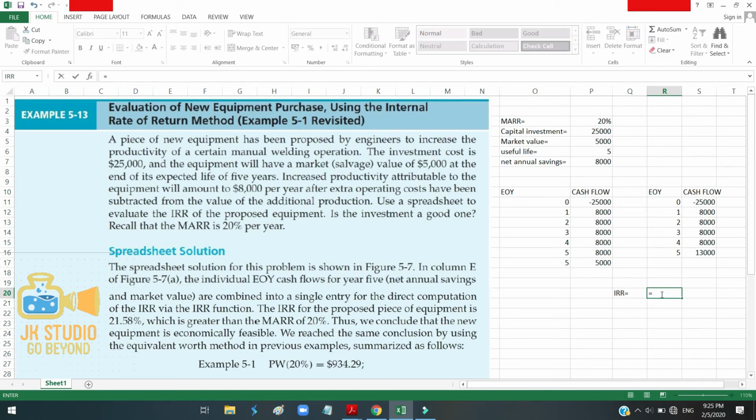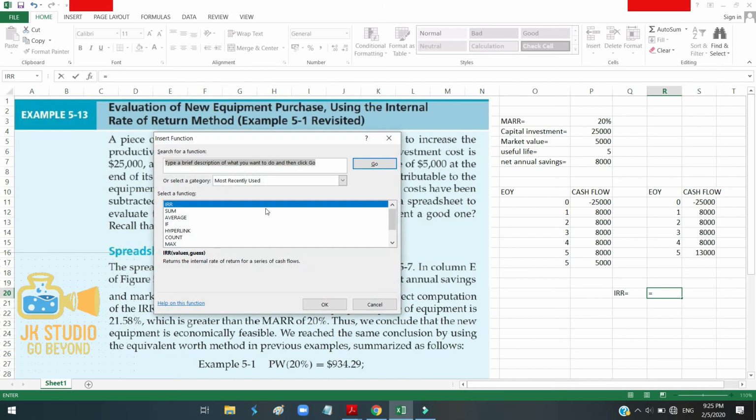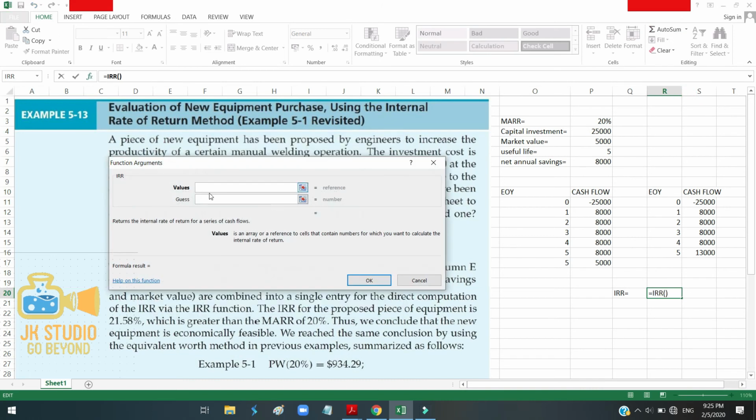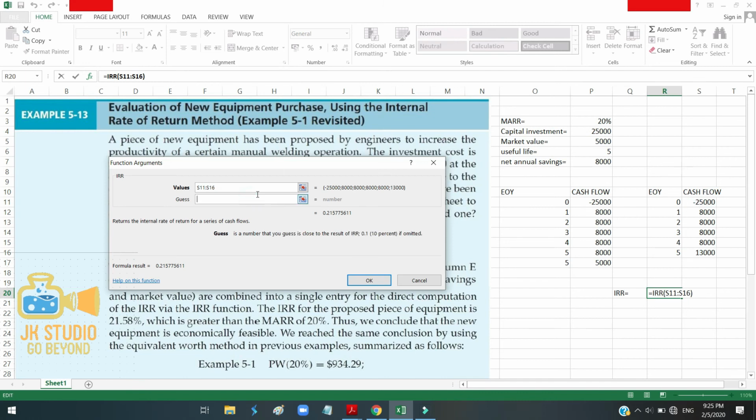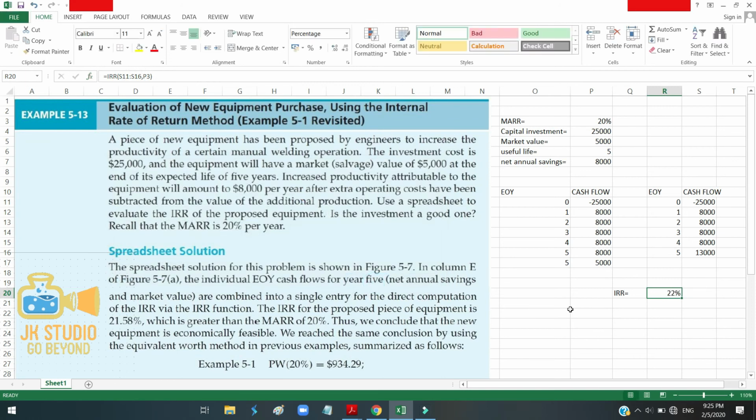Now we finally can do this. We need to check whether we've done it right or not. So equals the function IRR, and then we get the values, from here to here, and then the guess is the MARR, the percentage. Okay, we get 22%. However, we need a higher accuracy, because from here they get 21.58%. So we use this to increase the decimal places.